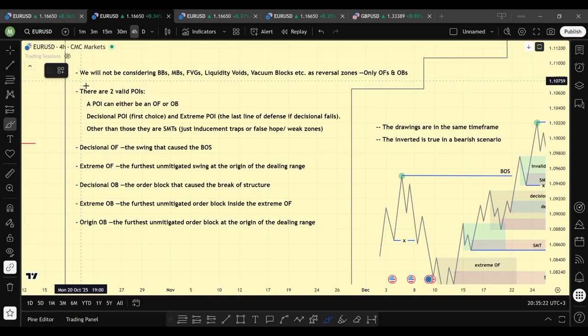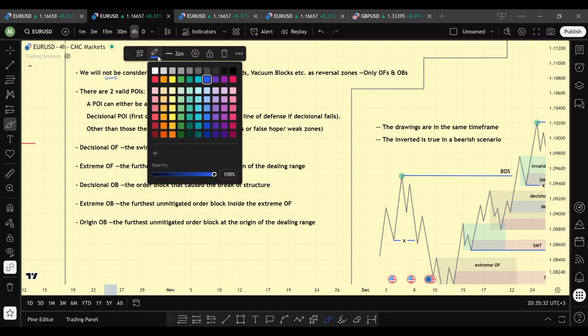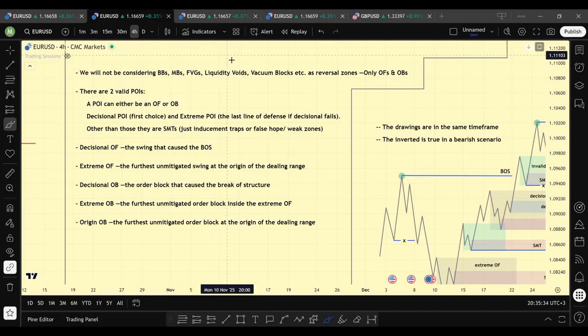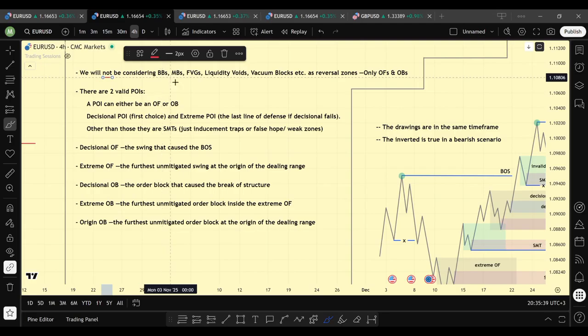So we all know the strategy that we are using. We will not be considering, all right, so let me change this color to red. I like red. We will not be considering breakup blocks, mitigation blocks, fair value gaps, liquidity voids, or vacuum blocks as reversal zones. We will only be focused on the order flows and the order blocks.